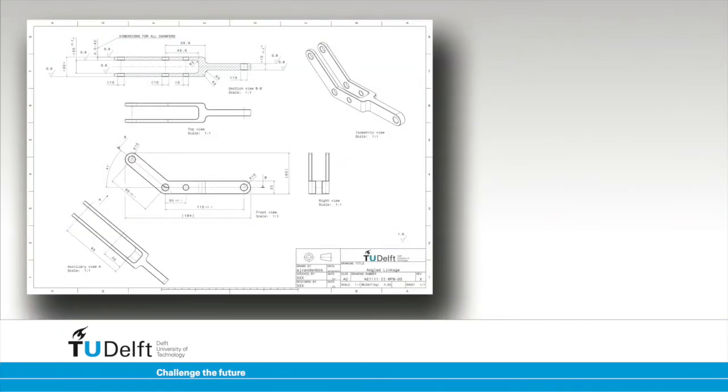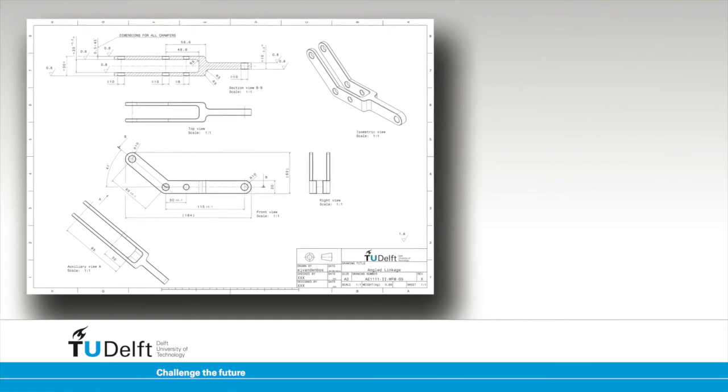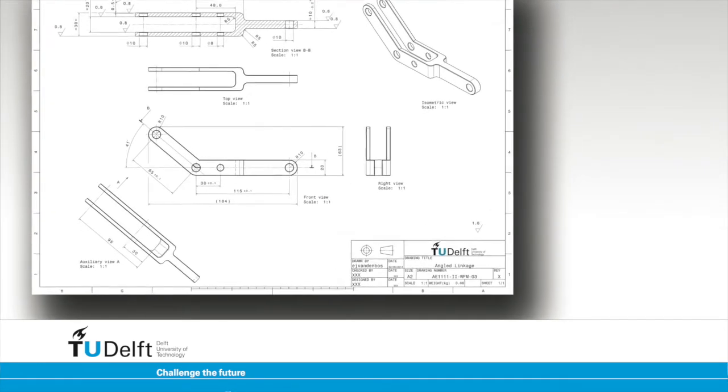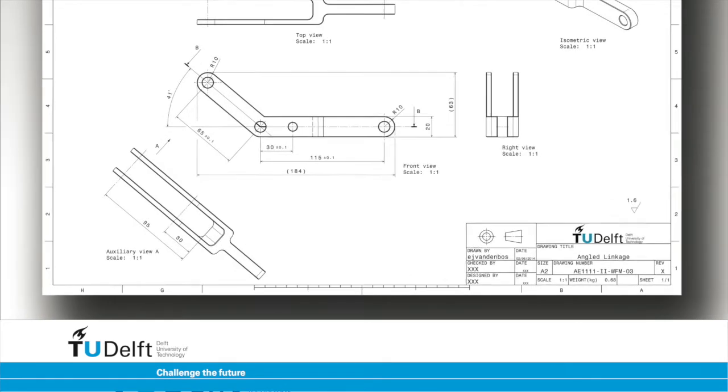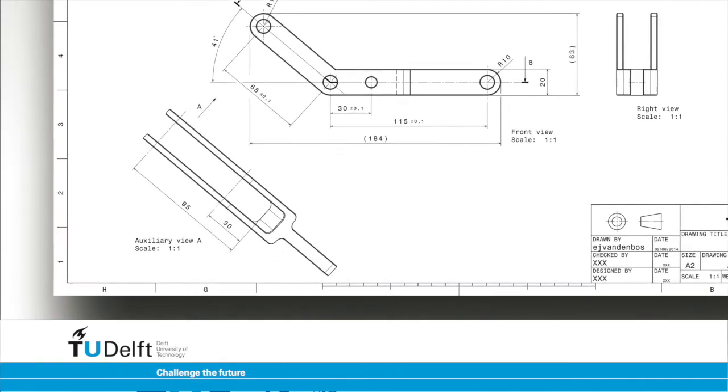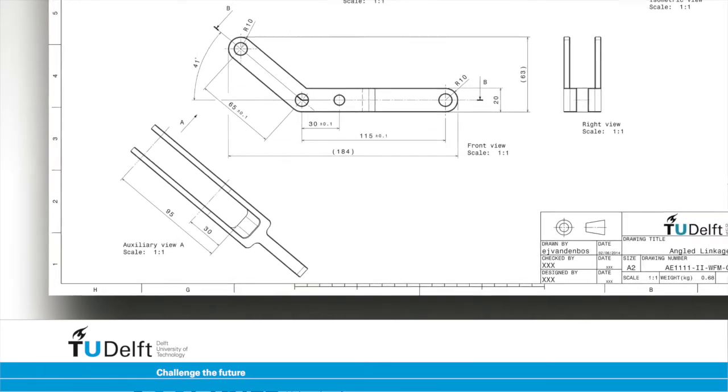Auxiliary views can be used if the orthogonal projection directions are insufficient to give a clear representation of an object. Auxiliary views are indicated by an arrow in the viewing direction, accompanied by a letter. The letter is repeated at the auxiliary view. The object is projected in the direction of the arrow. In the example shown, the fork depth can be dimensioned in the auxiliary view because no foreshortening occurs in this view.